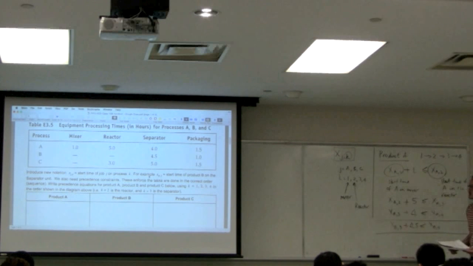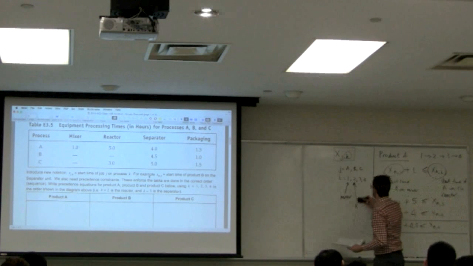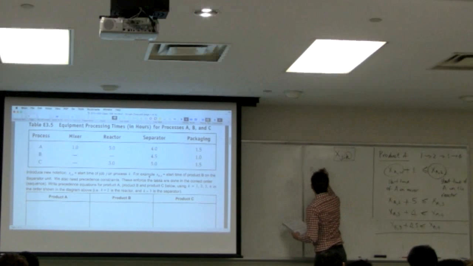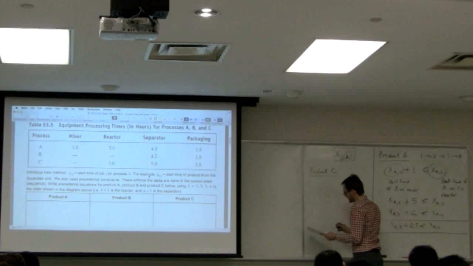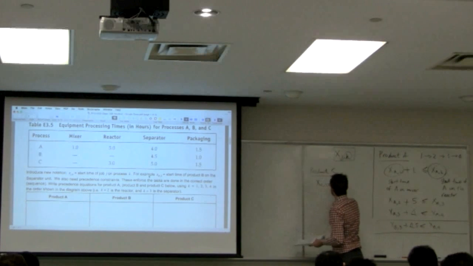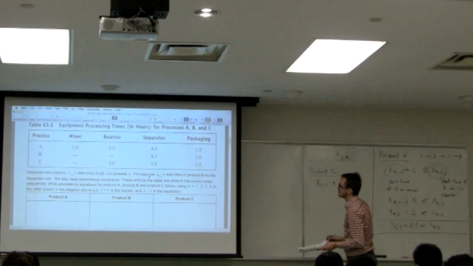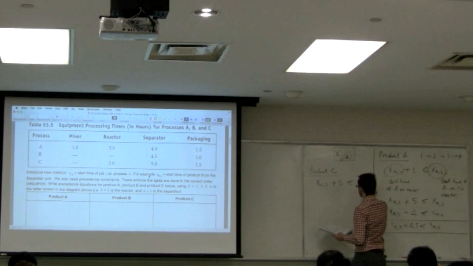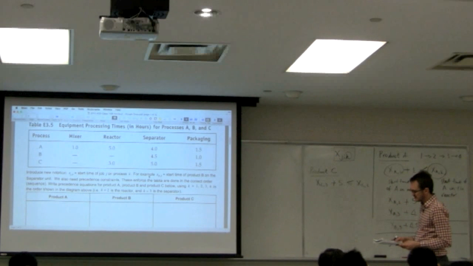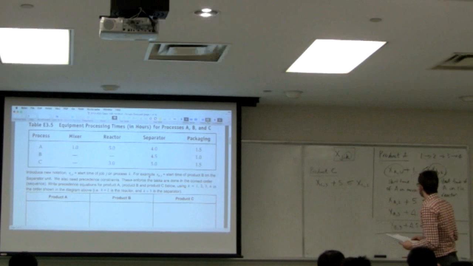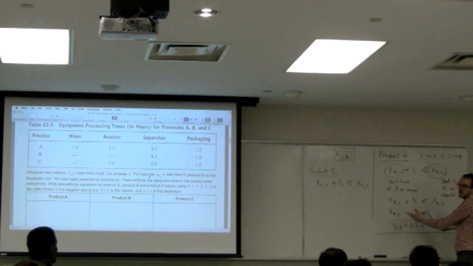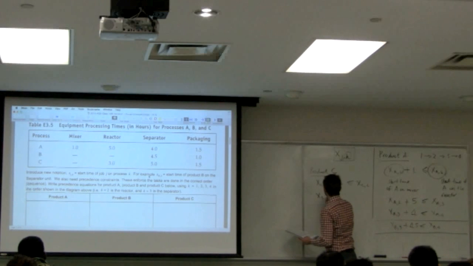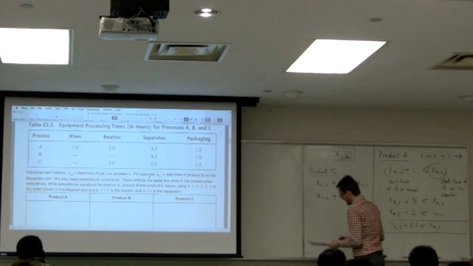Product C is a little bit interesting because it reverses the order of use. So perhaps let me write out for product C. Product C goes from the third unit, and in the third unit, the separator, it's used for 5 hours, and then it actually goes to the second unit, so XC2. So it's just backwards for product C. But the key thing I want you to notice is there's no rules to this. Just follow the arrows. 3 goes into 2, and then step 2 for product C goes into step 4.